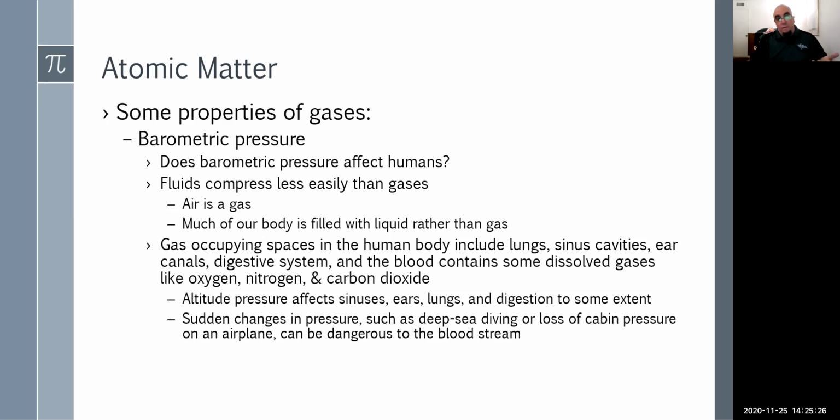So you go up in altitude, it affects your sinuses. That was one of the major things I felt in Denver, it just felt like my sinuses were ready to explode. Your ears often pop, right? You get on a roller coaster, sometimes that can happen. Or you go outside of Vegas and you go to California and you go up through the pass. You'll feel it as you're going up and up. It feels like your ears are ready to pop.